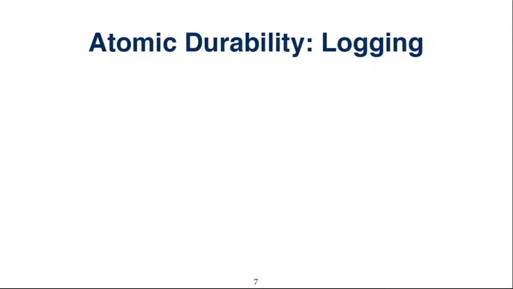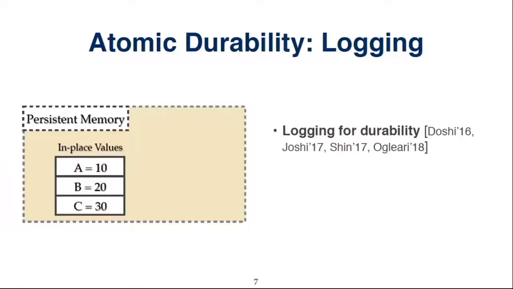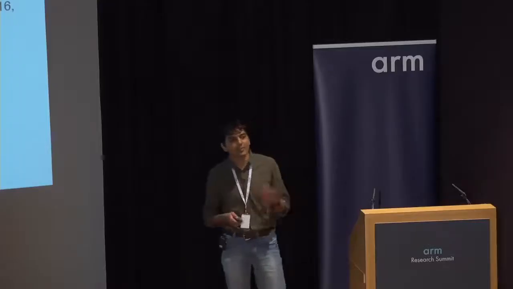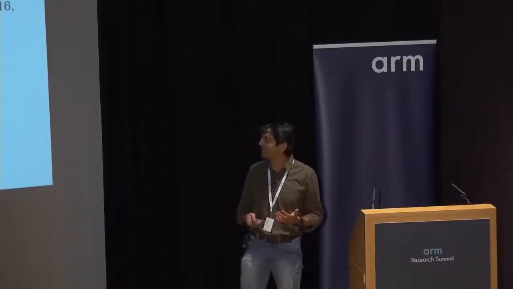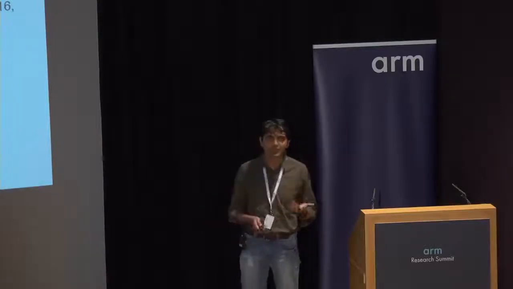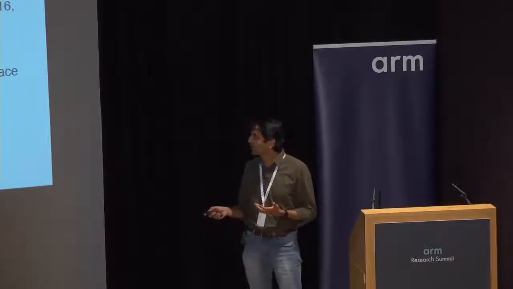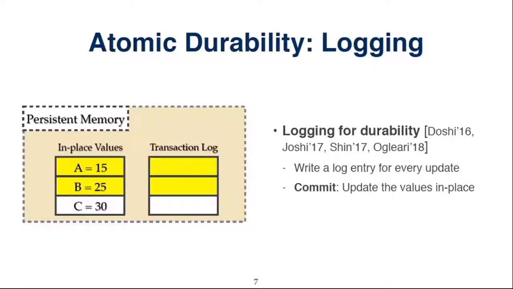To support atomic durability, multiple hardware logging proposals have been published recently, and all of them perform the following set of functions. First, they write a log entry for every modification happening in the transaction in some transaction log in persistent memory. In order to commit a transaction, all the values are updated in place and the transaction log is cleared. To abort the transaction, the in-place values are left unchanged, and again, the transaction log is cleared.